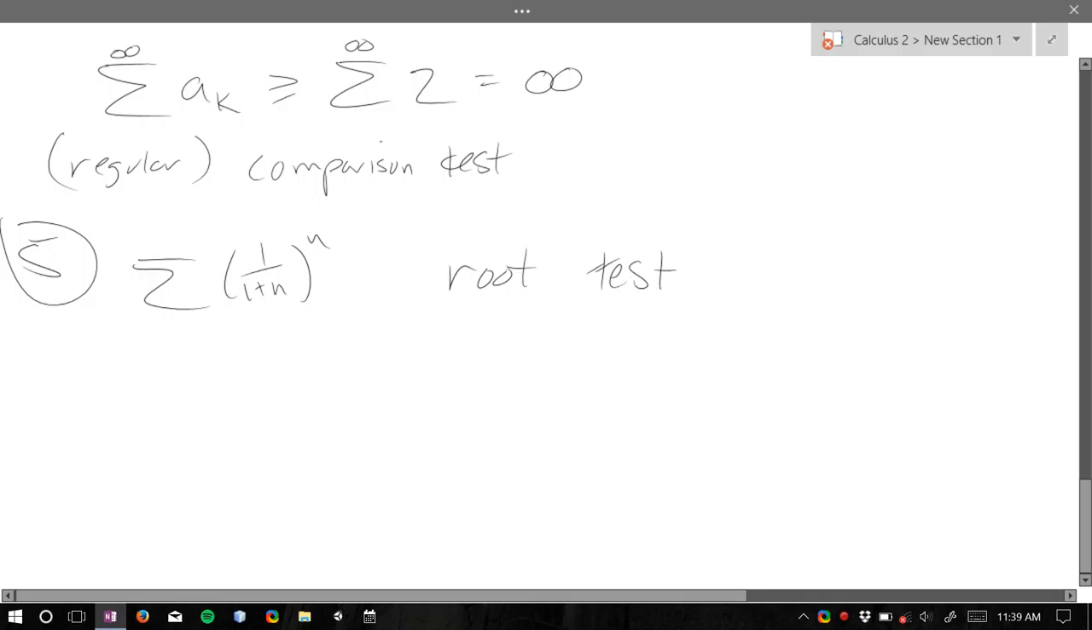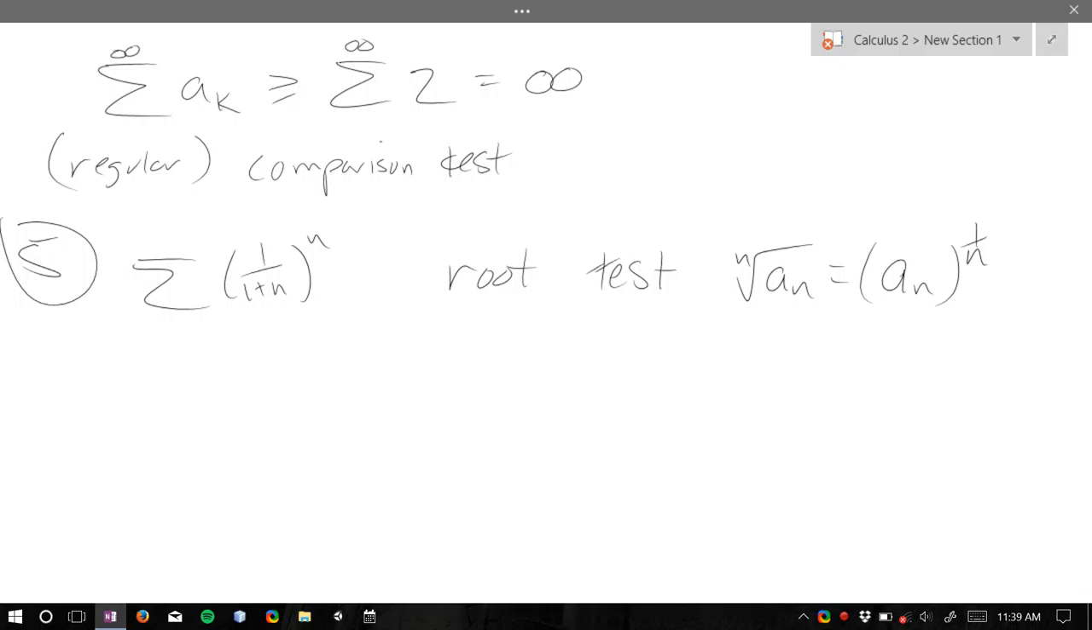So what we need is the nth root of a_n, which is a_n to the 1 over n power. So this is a really easy root test problem. You should be able to knock this out in about 30 seconds. All you need to do is take a limit of this a_n to the 1 over n. So simplify with algebra first, take a limit second, and then tell me what rho is.